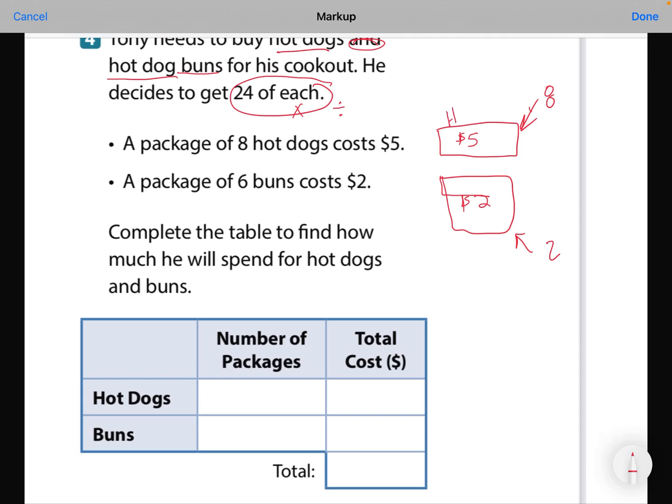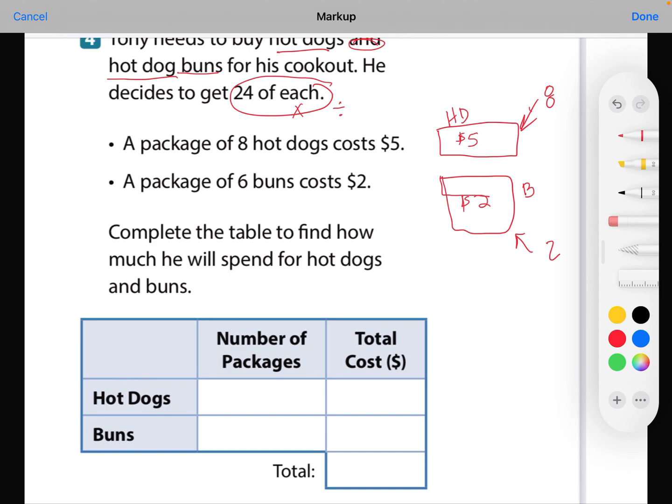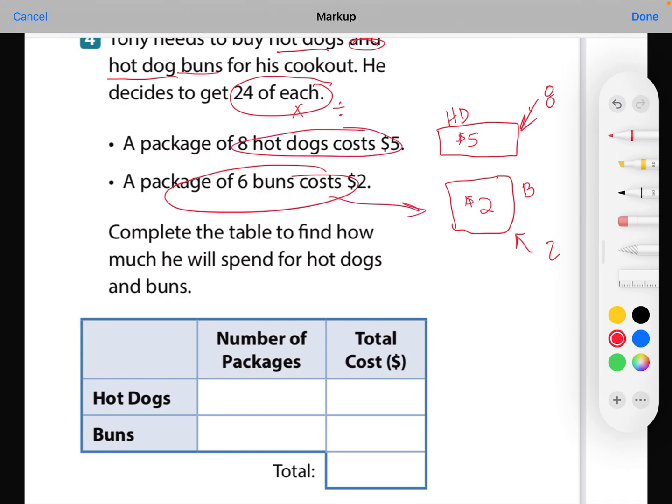I might just put an HD for hot dogs and a B for buns by my picture. Okay. Let me clean that one picture up. Are you guys making pictures? Models? We're mathematicians. We make models, not pictures. So we've got $2 here. So we took my words, created a model because you understand those easier. All right, so we're going to complete the table to find out how much he'll spend for hot dogs and buns. Okay.